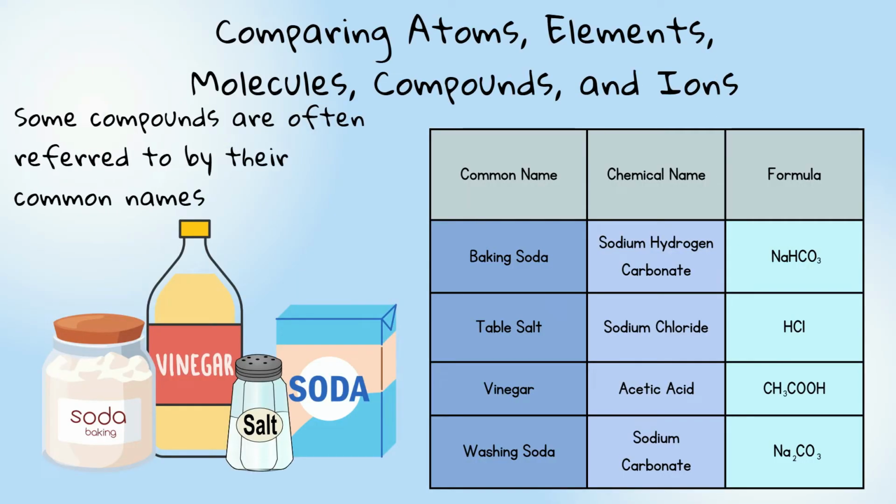Some compounds are often referred to by their common names. For instance, baking soda, which has a chemical name of sodium hydrogen carbonate and a formula of NaHCO3. Table salt is a common name for sodium chloride, which has the formula of HCl. Vinegar is the common name of acetic acid, which has the formula CH3COOH, while washing soda is the common name for sodium carbonate, which has the formula Na2CO3.